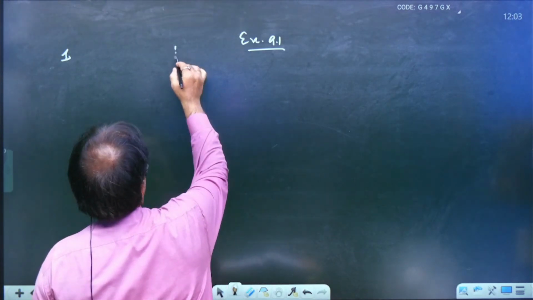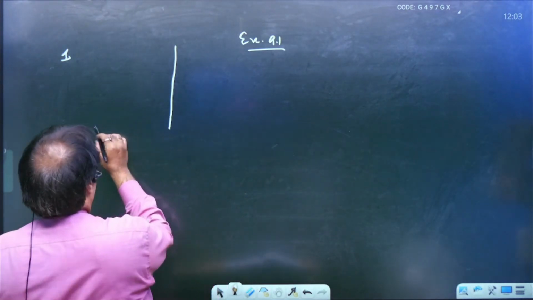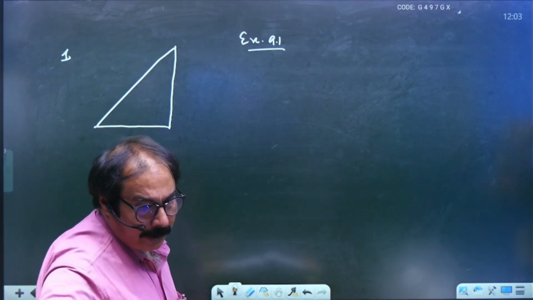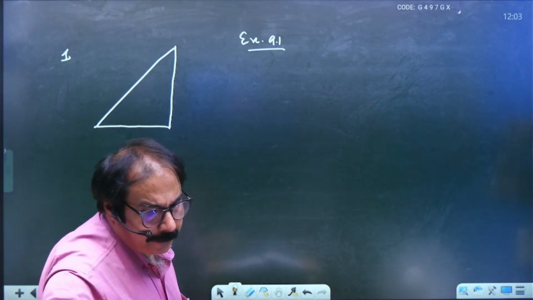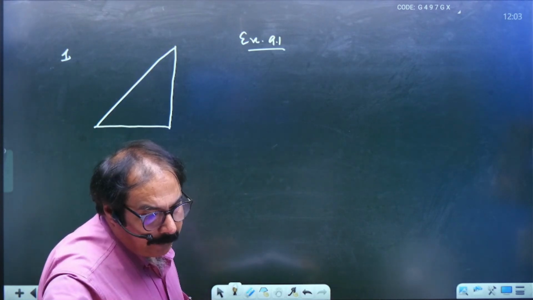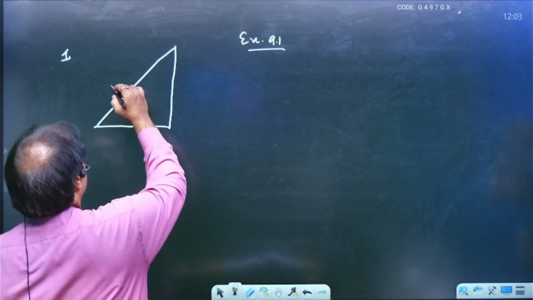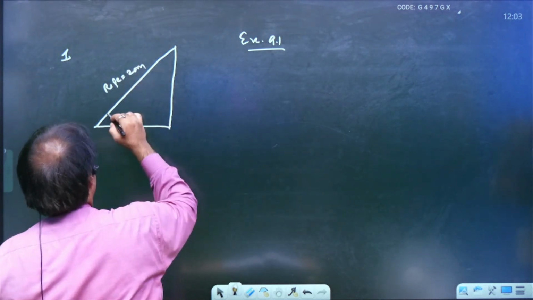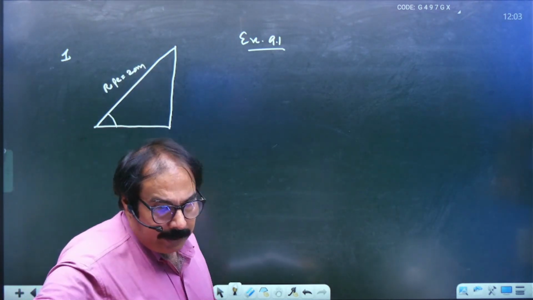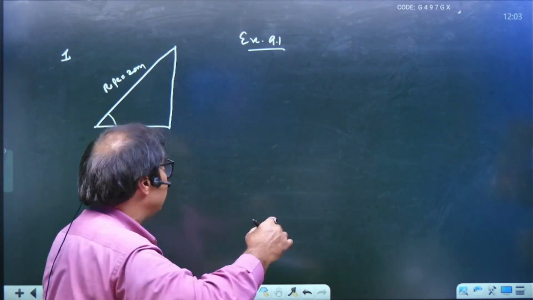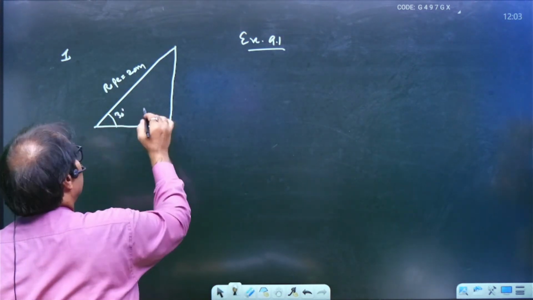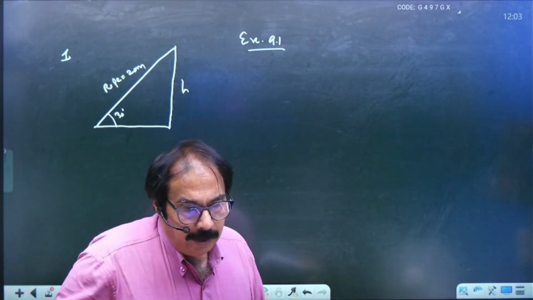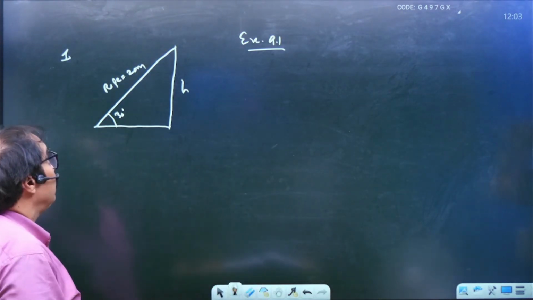This is a vertical pole, and this is a rope. The length of the rope is given as 20 meters, and the angle made by the rope with the ground level is 30 degrees. The question is to find the height of the vertical pole. So this is the figure.